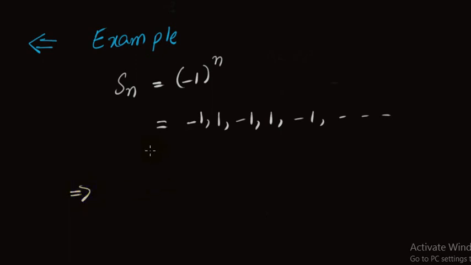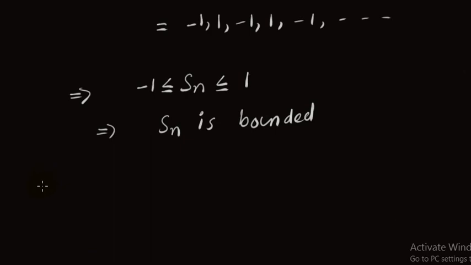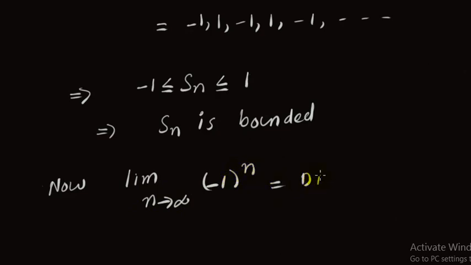Clearly this sequence is bounded. The reason is all the terms of this sequence satisfy minus 1 is less than or equal to Sn, and Sn is less than or equal to plus 1, which implies Sn is bounded. Now this sequence is bounded, but it is not convergent because the limit of this sequence does not exist. The limit as n approaches infinity of minus 1 raised to the power n does not exist.